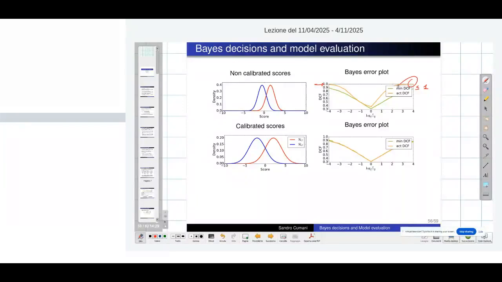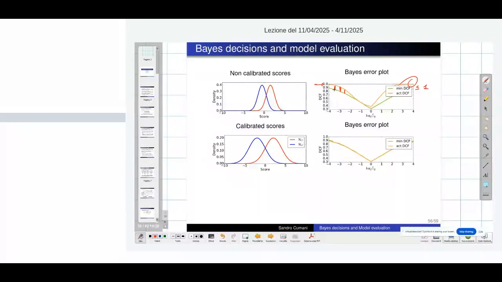Actual DCF can. And when actual DCF grows larger than 1, it means that our system for those applications is actually harmful. Finally, this gap for any application is the calibration loss, the distance between what we could achieve if we were able to select the optimal threshold and what we achieve in practice.